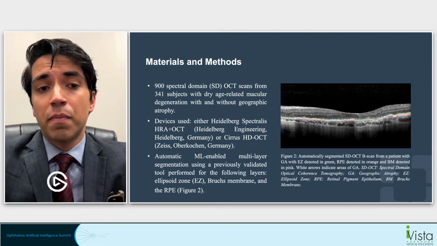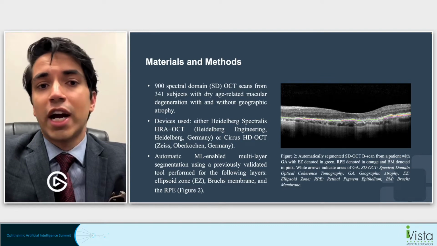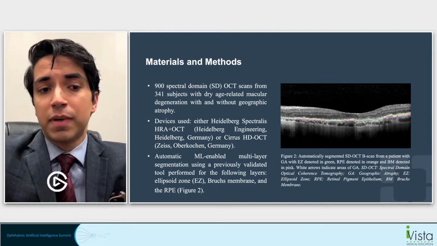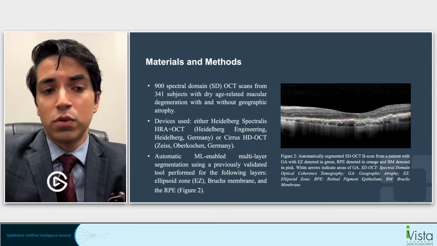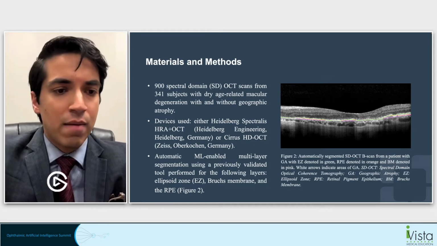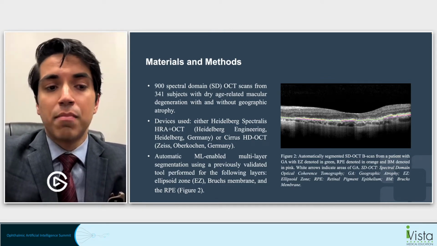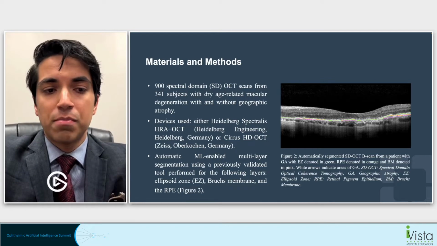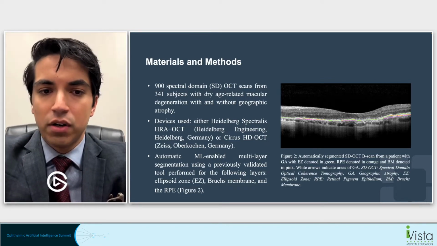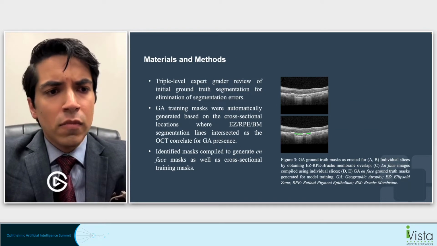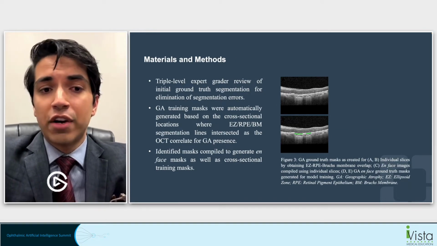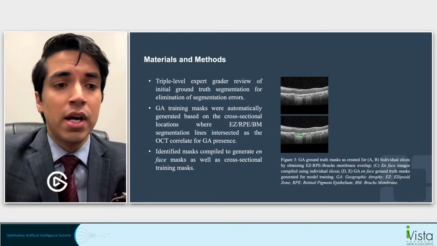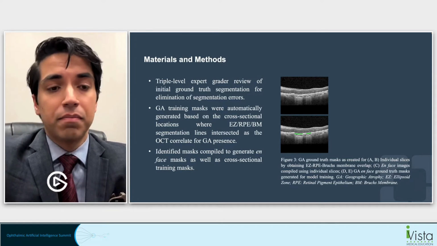We used 900 spectral domain OCT scans from about 341 subjects with dry AMD with or without geographic atrophy. This data came from the Heidelberg Spectralis device or the Zeiss Cirrus device. Those are the two devices that most of the images came from. An automated machine learning enabled multi-layer segmentation tool, which has been previously validated, was utilized to segment the ellipsoid zone, the Bruch's membrane, and the RPE, which can be visualized in this figure on the right side. Then a triple-level expert grader review was also conducted to make sure that the ground truth segmentation was really the ground truth, and any segmentation errors were corrected.